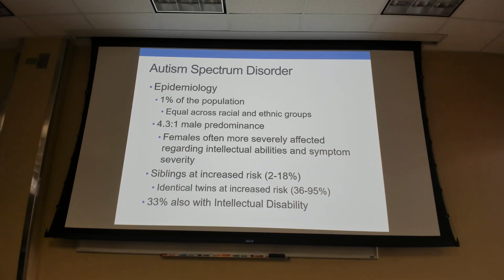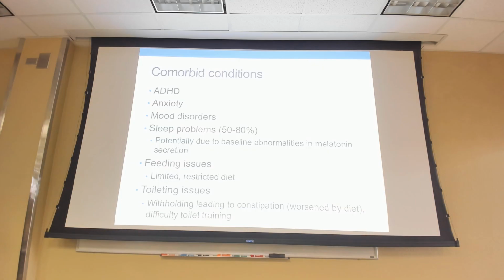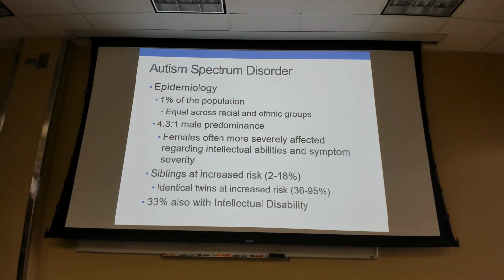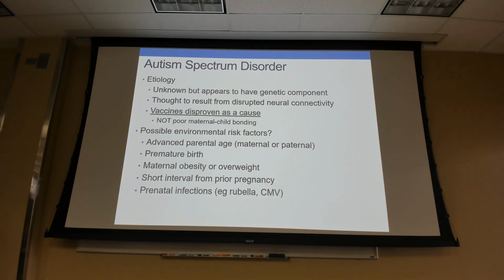Ma'am? Yes, sir. With the short interval pregnancy, does that include if you had an early term miscarriage and then got pregnant again shortly after? No, it's birth to birth. Two births. Yes, correct.